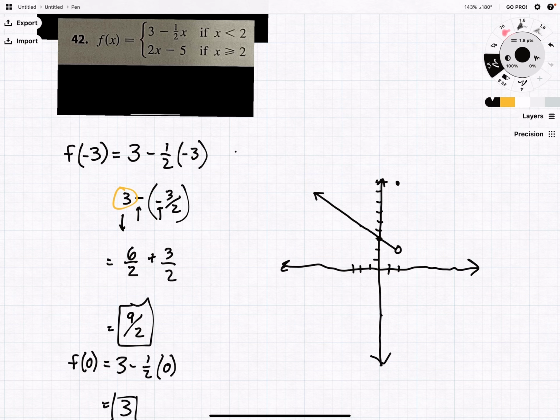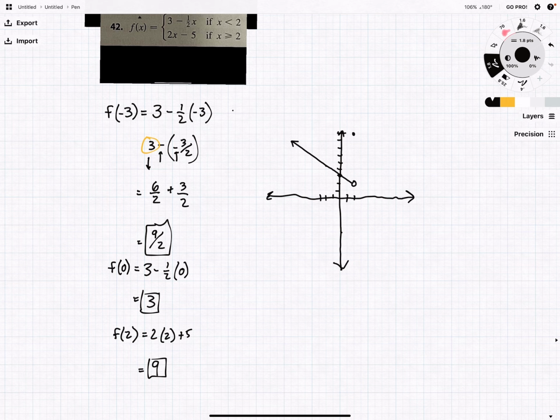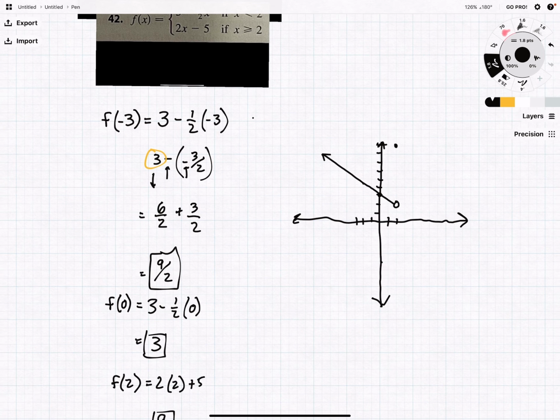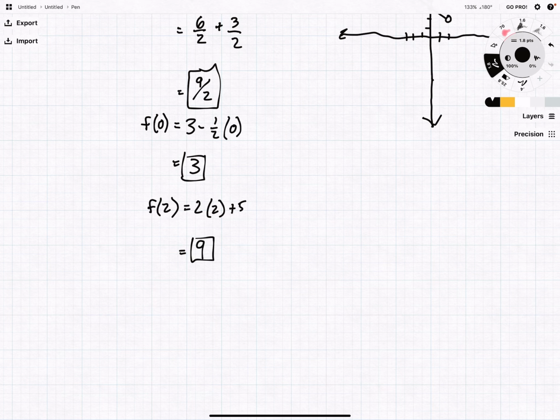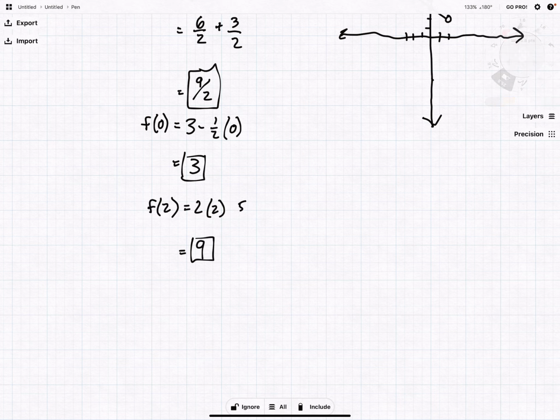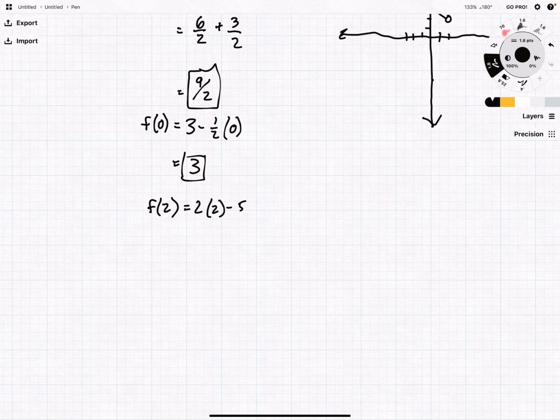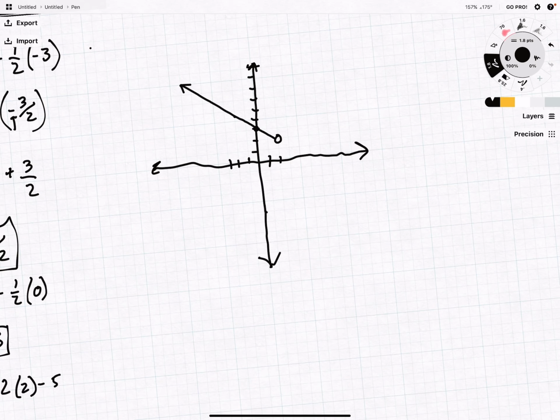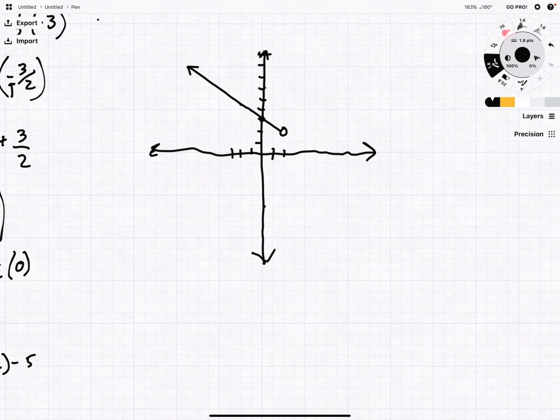And sorry, it looks like I mixed up the sign a little bit there. It's 2x minus 5, and for some reason I put 2x plus 5 here. So my apologies. Let's go ahead and fix that. There we are. And that's going to give us a negative 1. So once we get to point 2, right, x equals 2, our y is going to be equal to negative 1.